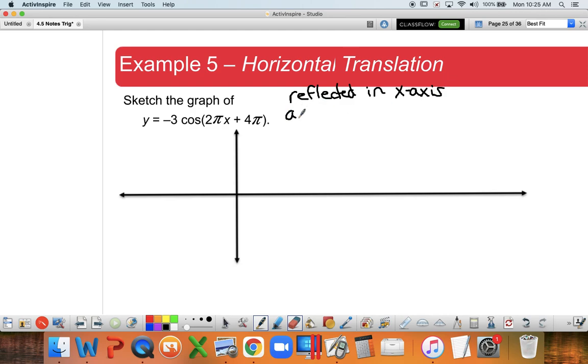My amplitude, my A value, is -3, so that tells me my amplitude is the absolute value of that, which is 3. So the highest I'm going to go on my y-axis, my range, notice I'm not adding or subtracting anything outside of the parentheses, so my range is going to go from -3 to +3. So that's going to tell me what to put on my y-axis. So let's do that now.